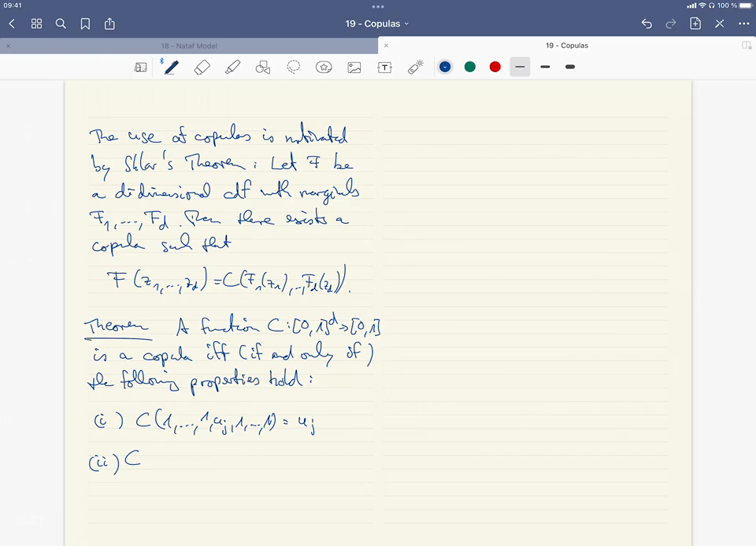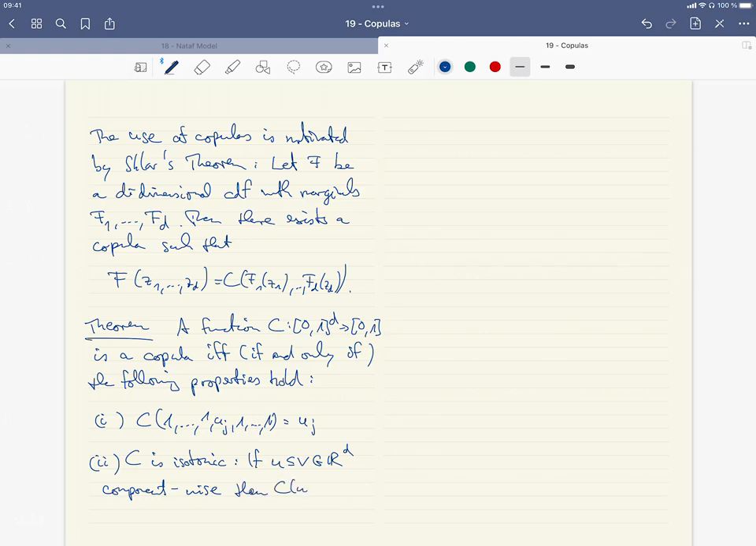Then what we also need is a generalization of monotonicity, which is called isotonic. So if I have 2 vectors in Rd, and the less than or equal means component-wise, so all the components of u are less than or equal to the corresponding component in v, then we want that C of u is less than or equal to C of v. That also makes sense. It's the monotonicity property of cumulative distribution functions.